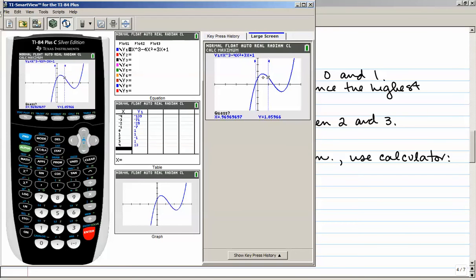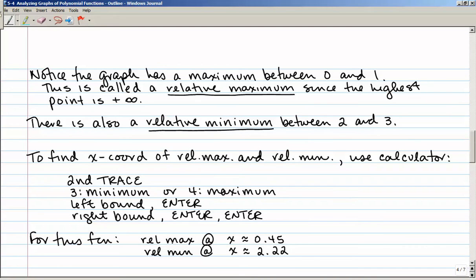And notice again, it's set these two little boundaries. Okay, so what it's going to do is it's going to look for what is the highest y value between these two vertical lines here. And if I hit enter again, I get that I have a maximum at x is approximately equal to 0.45. So I have a relative max at x is approximately equal to 0.45.